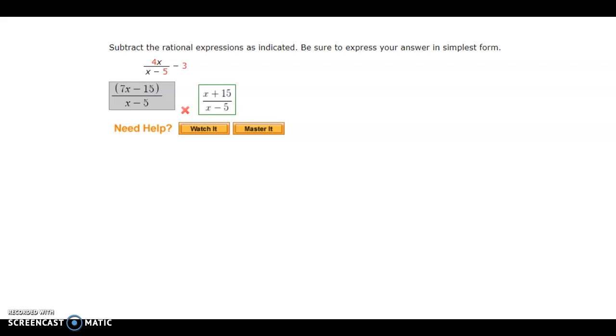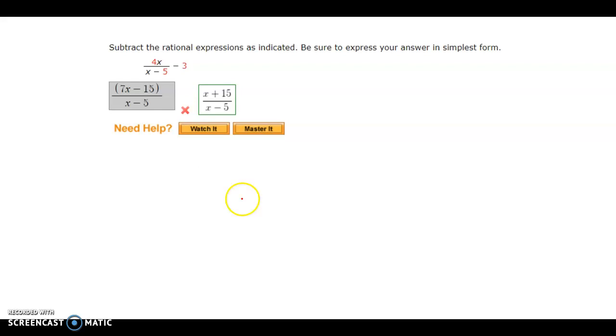Next question, we're asked to subtract these rational expressions. And we know that we cannot add or subtract fractions unless they have common denominators. Well, the 4x has an x minus 5 in it. The 3 has a denominator of 1.